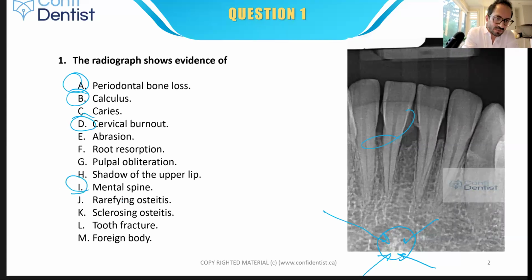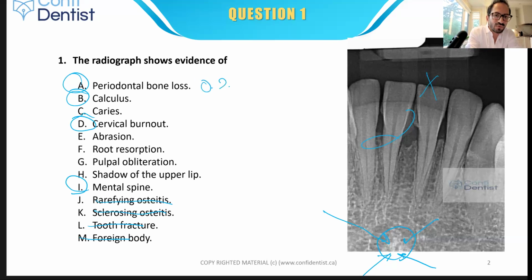Okay, no rarefaction, there is no cavity, there is no sign of trauma, no sclerosing osteitis. And tooth fracture, I don't select for this, although it can be a chipped tooth, but it's too risky, so no. And there is no evidence of a foreign body. So the right answers are options A, B, D, and I.